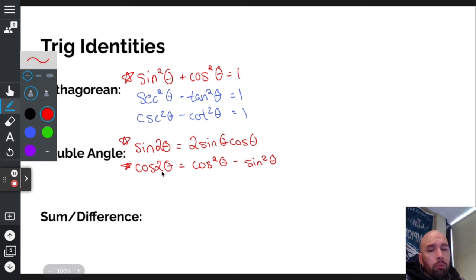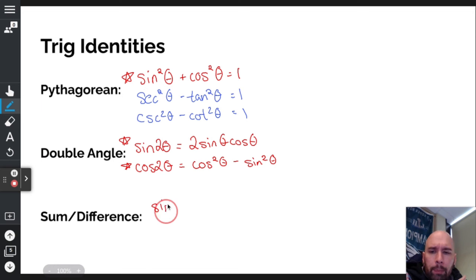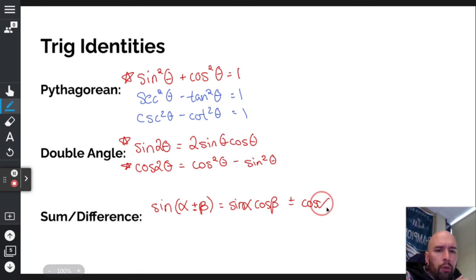Okay. Similarly with this, the sum and difference formulas, if I give you sine alpha plus beta, okay, you can write that as sine alpha cos beta. And you know what? Let's combine them, plus or minus, okay? You're going to get plus or minus cos alpha sine beta. So if I do sine alpha plus beta, it'll be sine alpha cos beta plus cos alpha sine beta. If I do sine alpha minus beta, it'll be sine alpha cos beta minus cos alpha sine beta. Okay?